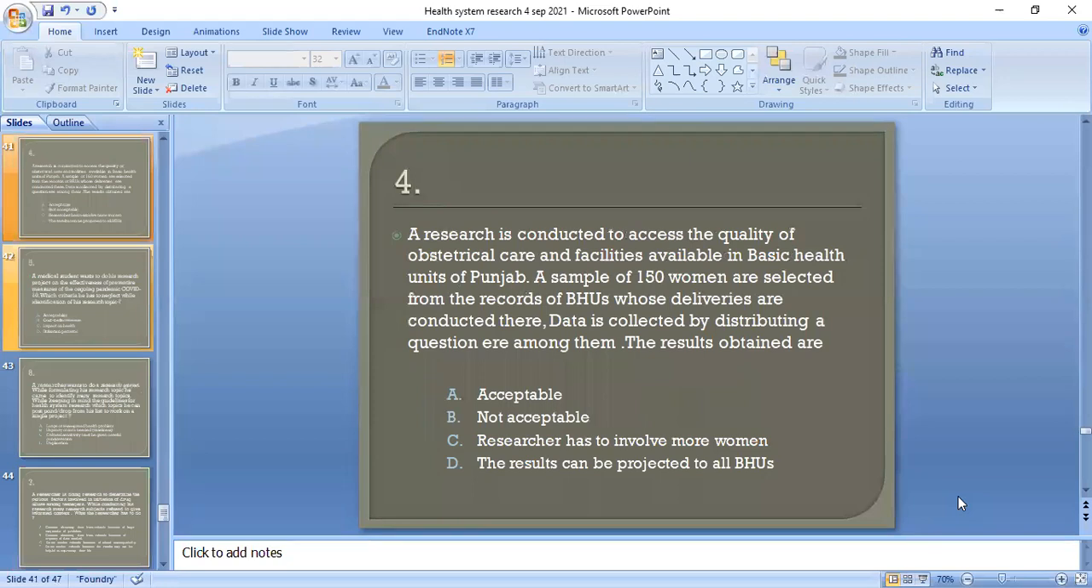A researcher is conducting a study to assess the quality of obstetrical care and facilities available in basic health units of Punjab. A sample of 150 women whose deliveries were conducted there is selected from the records of the BHU. Data is collected by distributing a questionnaire among them. Are the results obtained acceptable or not acceptable? Does the researcher have to involve more women, or can the results be projected to all the BHUs?